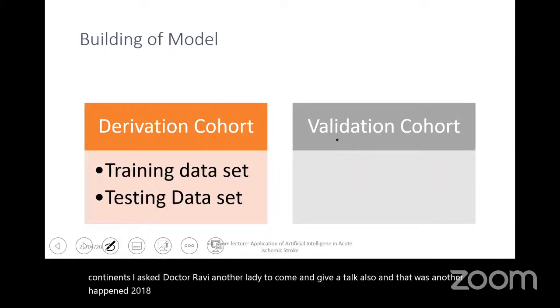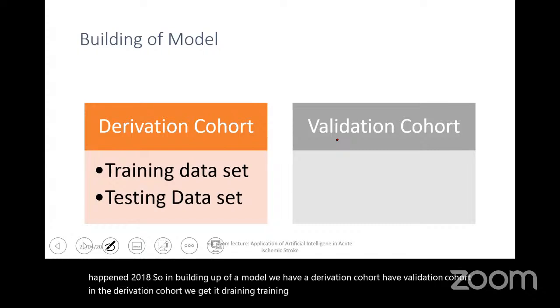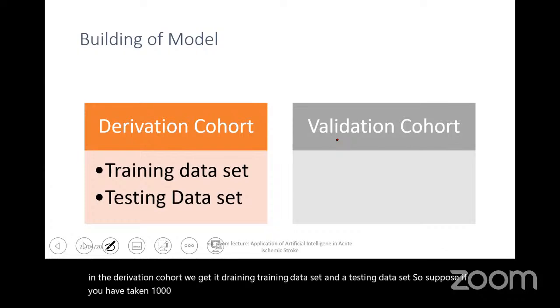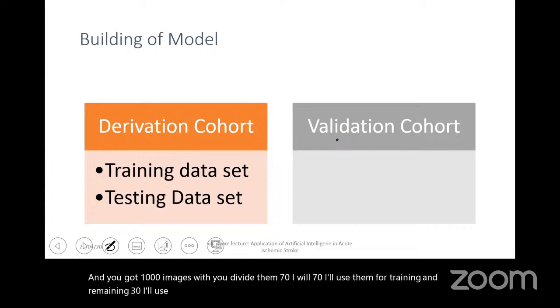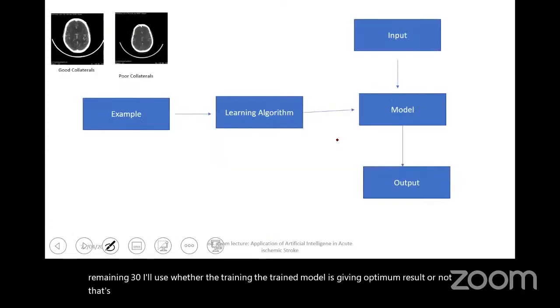So in building up a model, we have a derivation cohort and a validation cohort. In the derivation cohort, we have a training data set and a testing data set. Suppose you have taken 1,000 case records and you have 1,000 images, you divide them 70%: I'll use them for training, and the remaining 30% I'll use to check whether the trained model is giving optimum results or not. That's what is done. So in our set, there are good collaterals and poor collaterals, because we know the outcome of these patients. These are from our retrospective data.